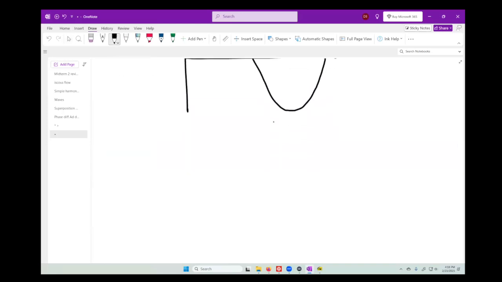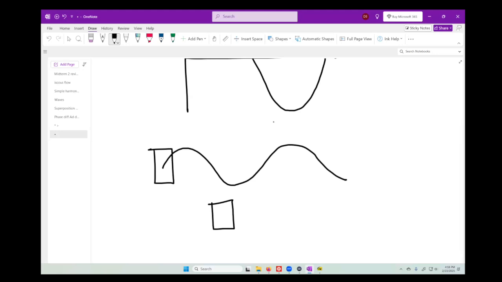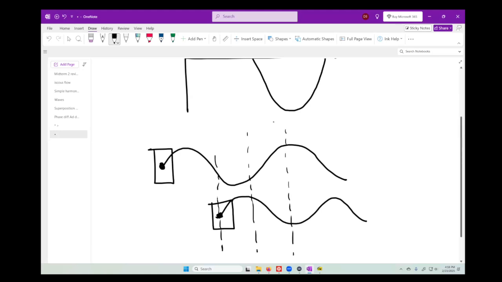No, because let's say this is one source and this is a second source, and the waves start in phase. You can see they start at the same point in their cycle. They both start at y equals 0. But if we look at any point along here, they're not at the same point in their cycle. They don't line up with each other. Because they're traveling different distances, they become out of phase with each other.